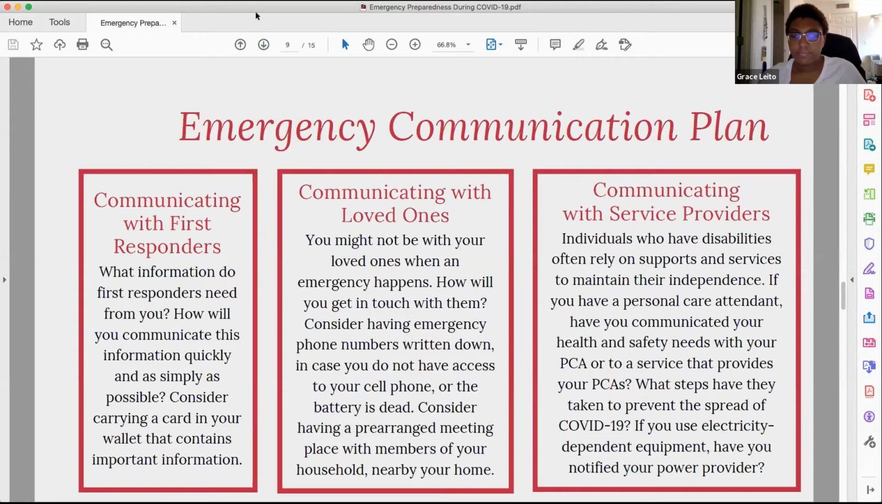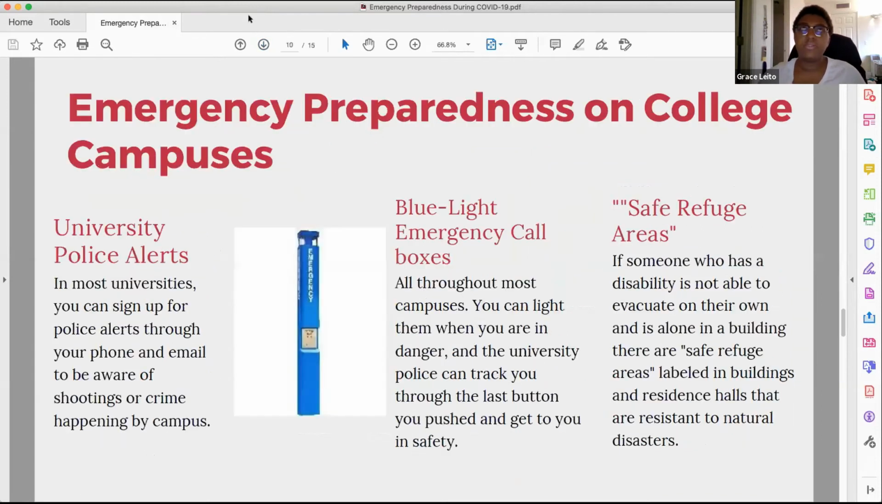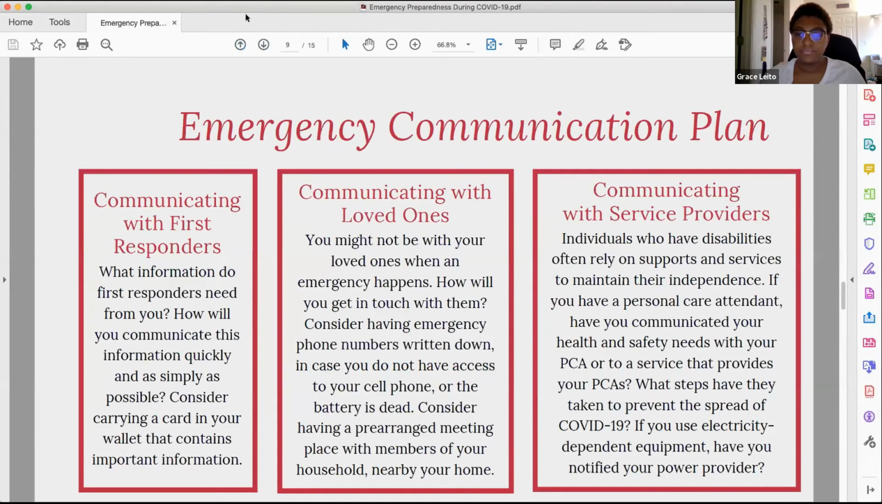What steps have they taken to prevent the spread of COVID-19? You need to make sure that if your service provider is seeing other patients, they're doing the disinfecting they need to do, and they're taking the right precautions to really minimize the spread of COVID-19. Even if they're a provider that's reputable, you just need to make sure that they're taking the right steps, because it's affecting your health, so it's within your realm of responsibility.